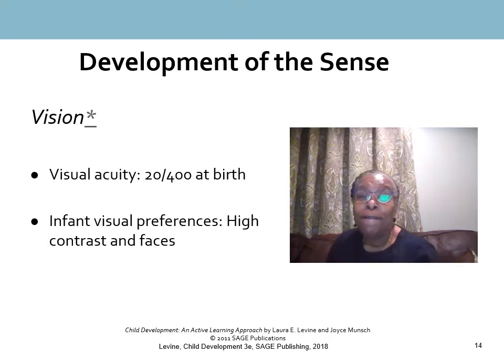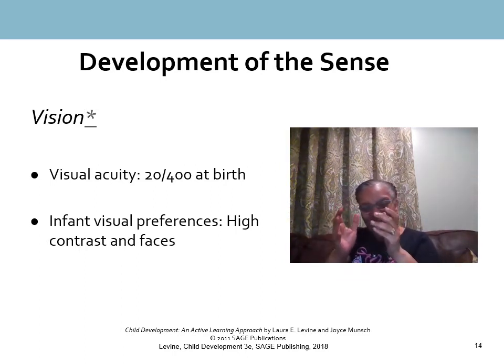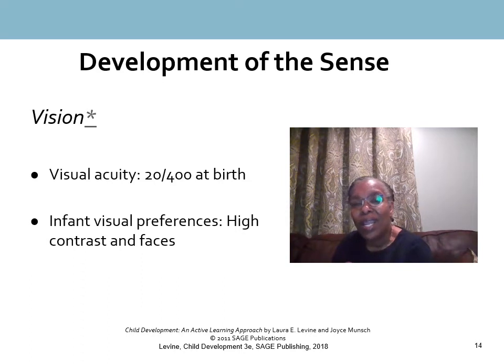So until they can, you like to hold a baby and put the baby right there in your face? That's when they can see you well. So they don't really develop adult levels of visual acuity until they're around 6 months to 3 years, between that age space.